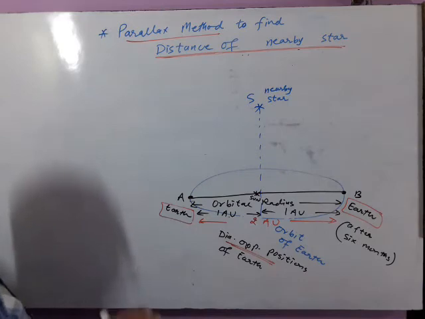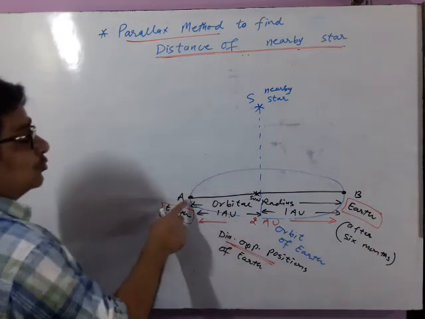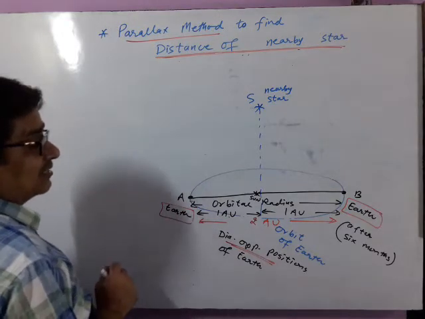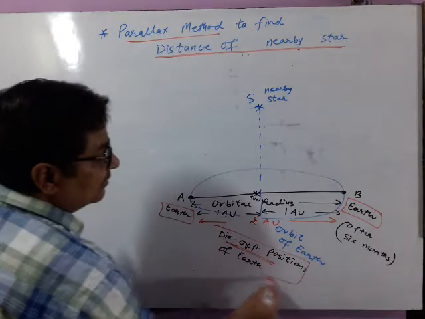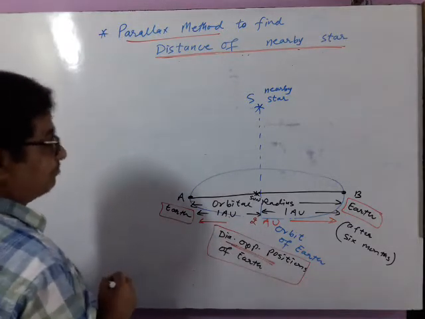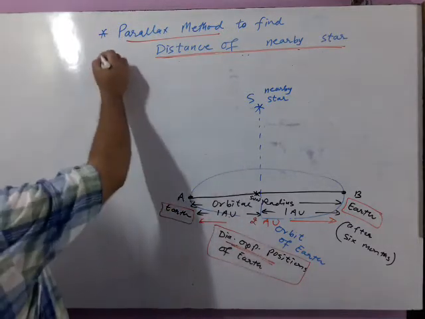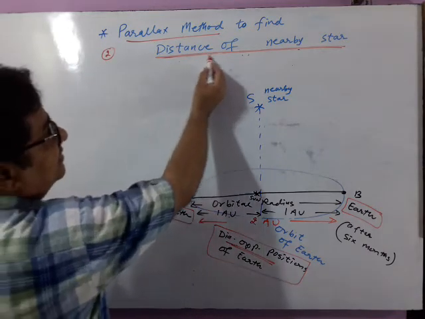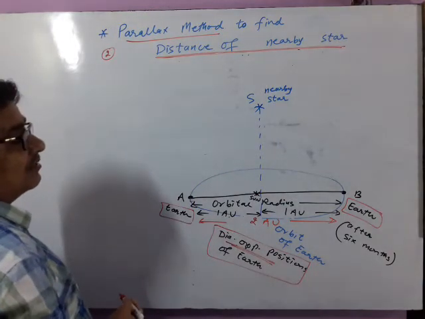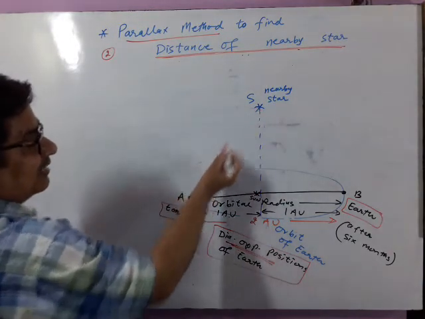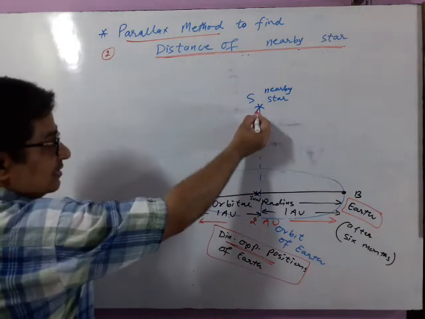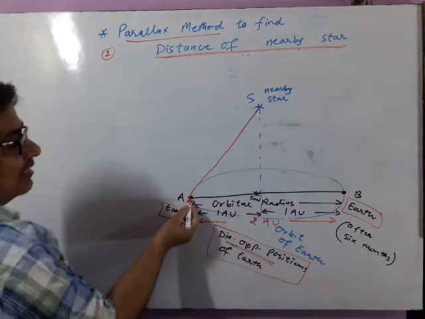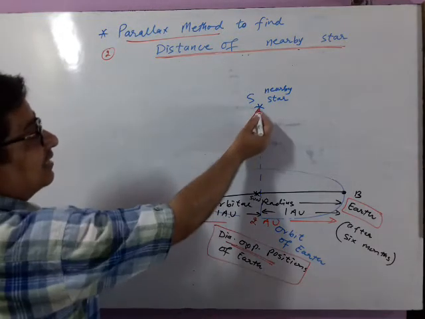So we are discussing two different positions of earth in a gap of 6 months. That is called diametrically opposite positions of earth. That is point number 1. For this topic, this is point number 2. Topic number 2, we are applying the parallax method to find the distance of a nearby star. See, this is the nearby star and this is earth. So this is the distance between the nearby star and earth, and we are going to find this, SA.